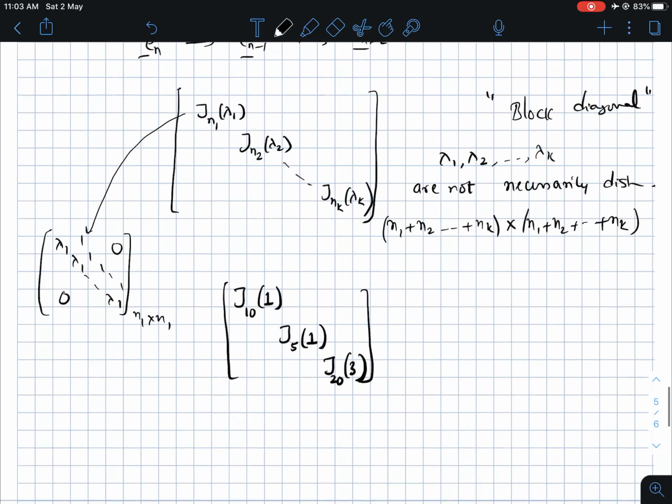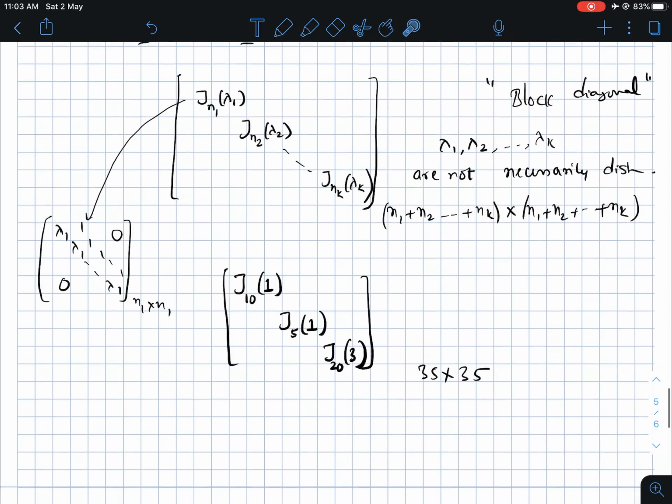So what is happening in this matrix? The overall size is 10 plus 5 plus 20, so that is a 35 cross 35 matrix, and it's got these Jordan blocks. Let's take this example and investigate what the eigenvalues of this matrix are. In fact, what is the characteristic polynomial of this matrix? First of all, you have to see that this matrix is actually an upper triangular matrix. If you zoom into each block, you get an upper triangular structure, and so on.